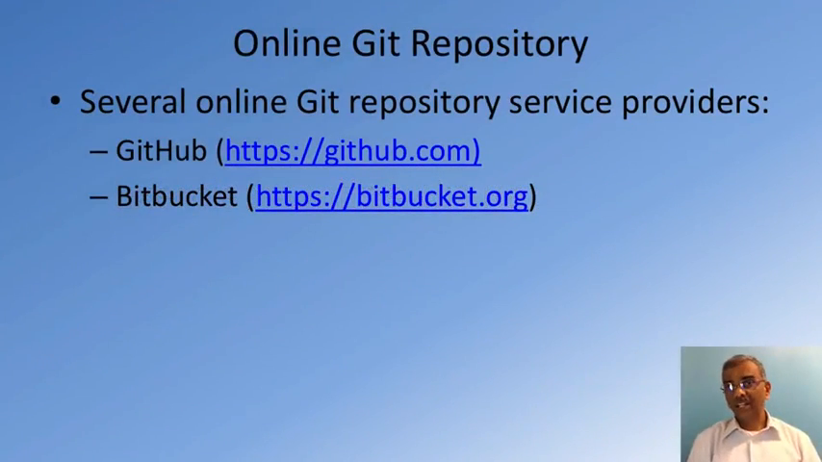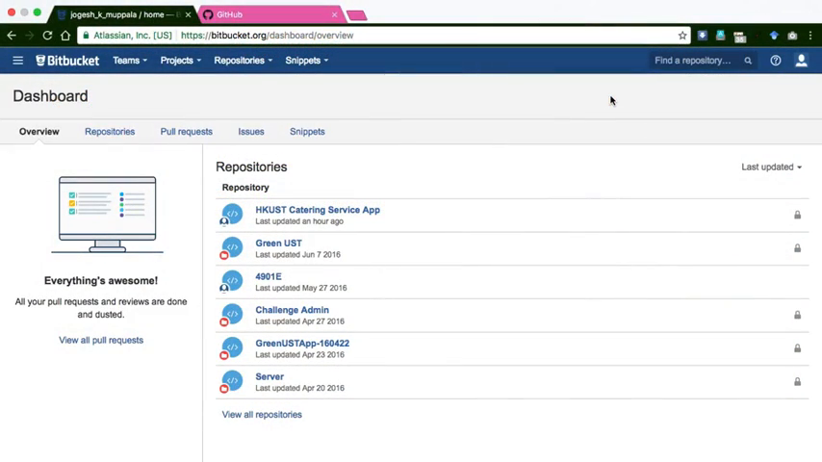There are several online Git repository service providers. Two of the most popular ones are GitHub and Bitbucket. I will go through in more detail about how you can set up your Git repository that you prepared in the previous exercise to be mirrored on an online Git repository on Bitbucket. To set up an online Git repository, go to one of these online service providers and sign up for an account. So here I have signed into my Bitbucket account, and I have my homepage open here.